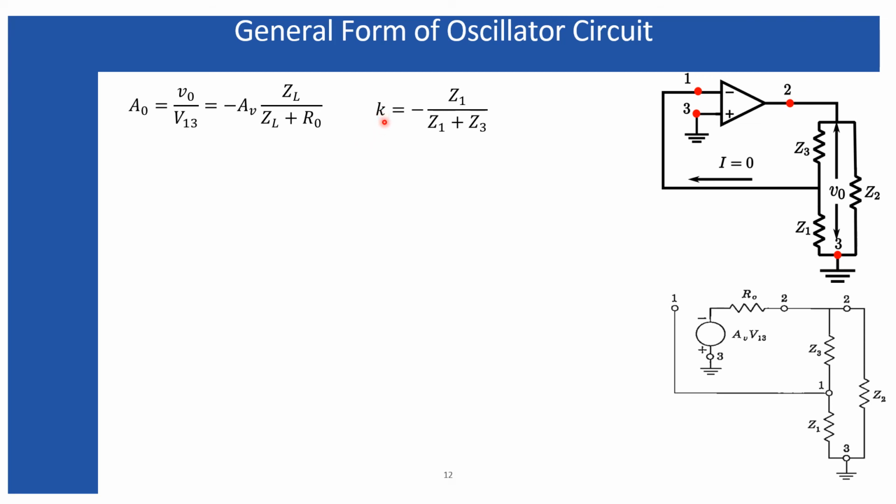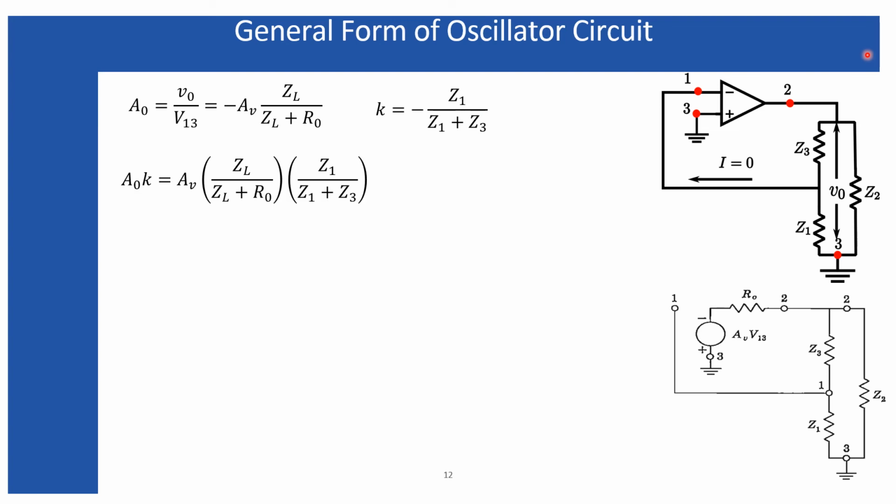Next one is K. K is the feedback factor. The voltage which appears across Z1 gets fed back to this amplifier. So the part of the output voltage appearing across Z1 can be found by the voltage divider rule, because K is equal to Vf divided by V naught. Vf is the potential across Z1, which is derived from the output voltage. So that is Z1 divided by Z1 plus Z3, with a minus sign.